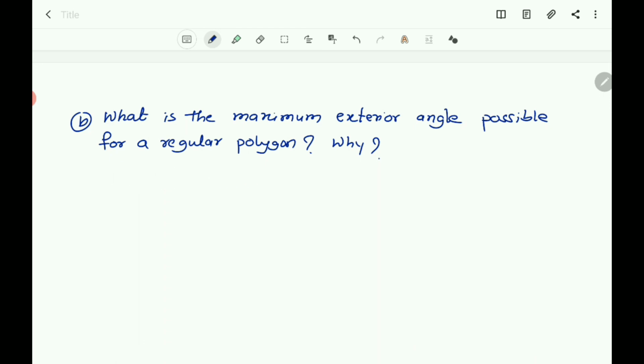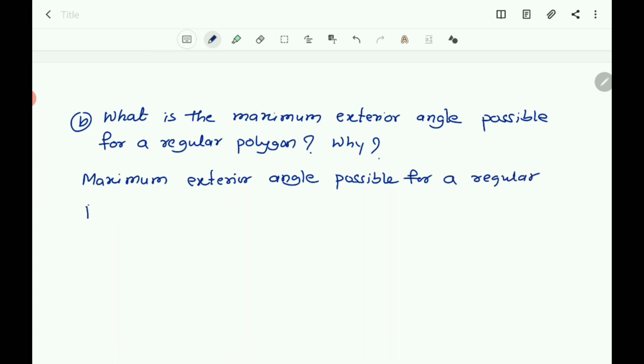First answer is the maximum exterior angle possible for a regular polygon is how much? That is 120 degree.